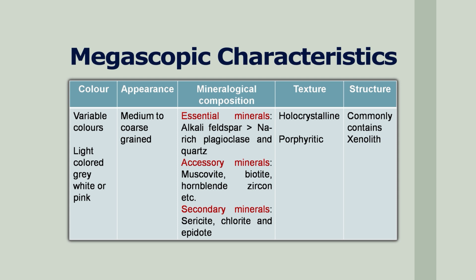Texture wise, granites are holocrystalline, that is they have well formed grains which are visible with the unaided eye, and they can also show porphyritic texture, where you have a phenocryst which is bigger in size and a groundmass consisting of other minerals like alkali feldspar, sodic plagioclase or quartz, which is usually finer than the phenocryst. Granites are generally known to host xenoliths, and mafic magmatic enclaves are one common example of xenolithic bodies in granites.